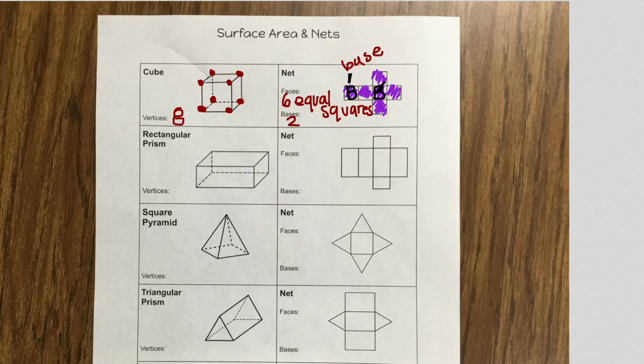All right, rectangular prism. Take your red again. We're going to count our vertices. Those are our corners. 1, 2, 3, 4, 5, 6, 7, and 8. So I have 8 corners, 8 vertices.